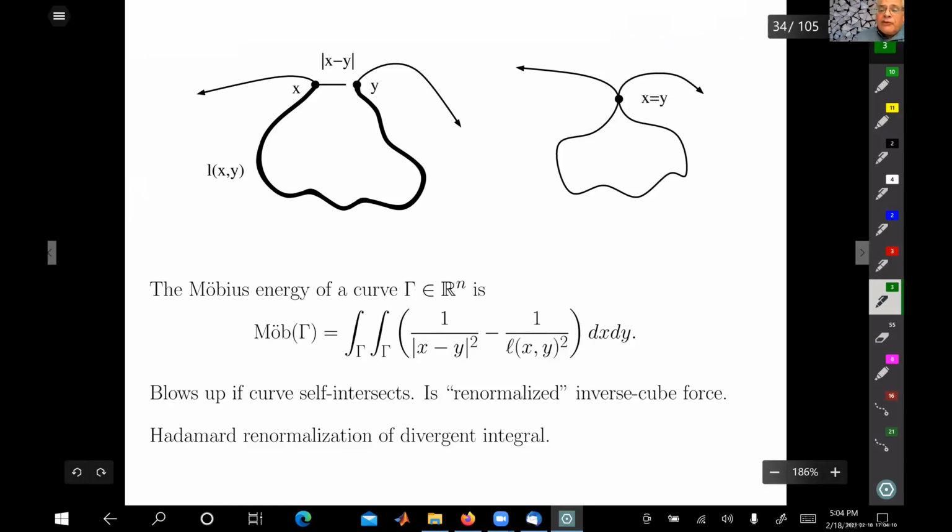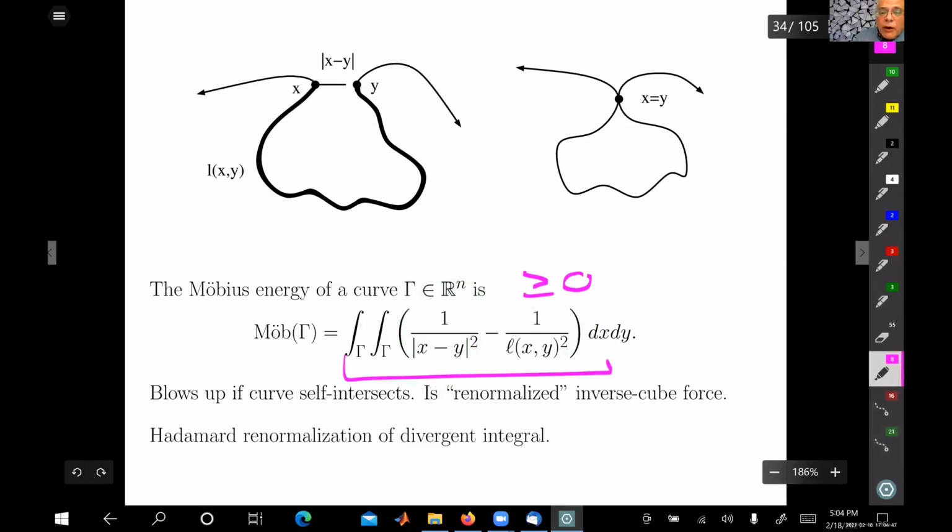Suppose you have a loop, and maybe think of it in 3 dimensions, because it has something to do with knots. There's this thing called the Mobius energy. Given 2 points on a curve, we've already talked about this. You can either consider the straight line distance between them through space, or you can consider going the long way around. Obviously, following the arc length is longer. So if you take the reciprocals, the reciprocal of the straight distance is going to be bigger than the reciprocal of the length. So this quantity is going to be greater than or equal to 0.